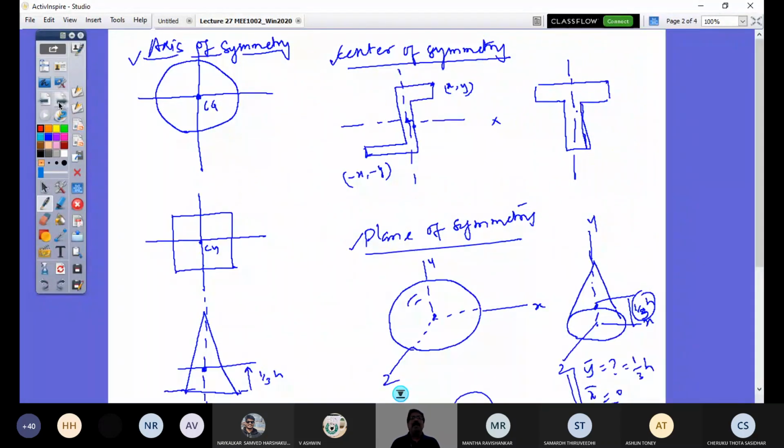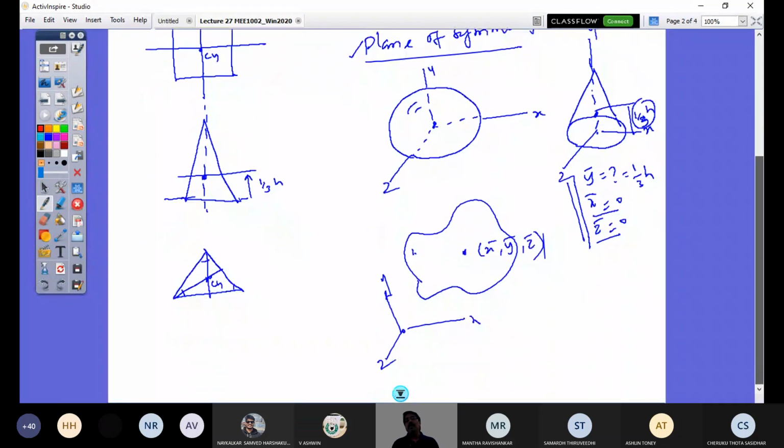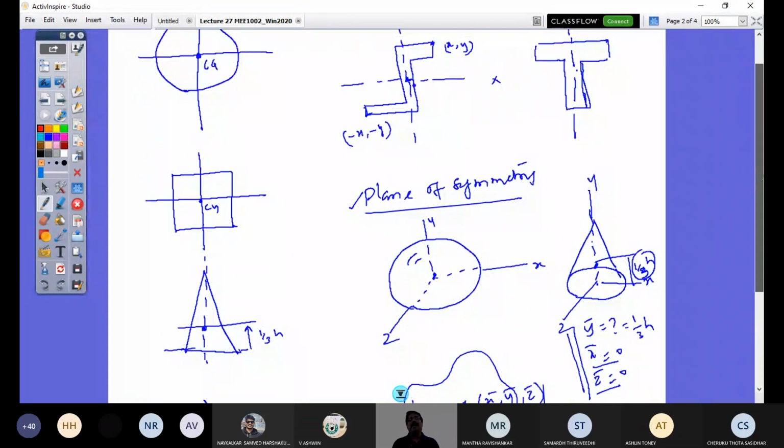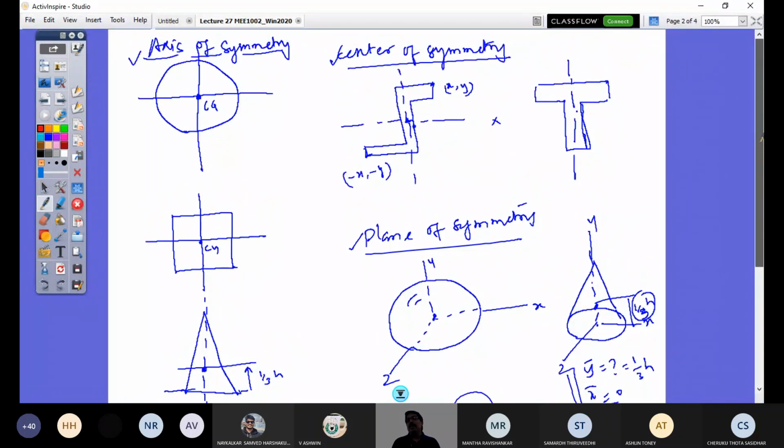And importantly, this definition of axis of symmetry, center of symmetry, and plane of symmetry that you have understood, so that readily you are able to look at the standard section and find the centroidal location without having this first moment principle applied.